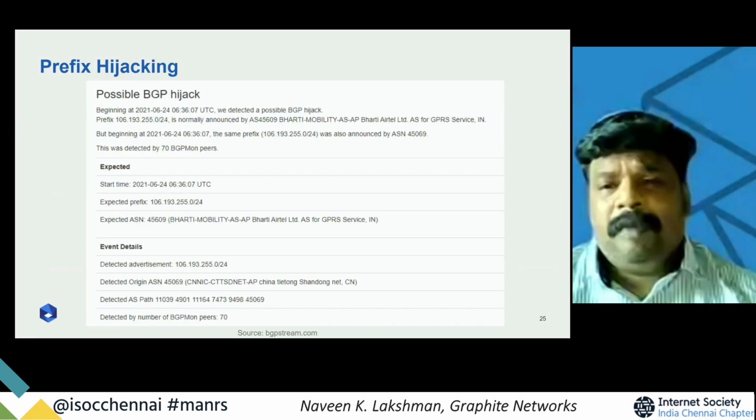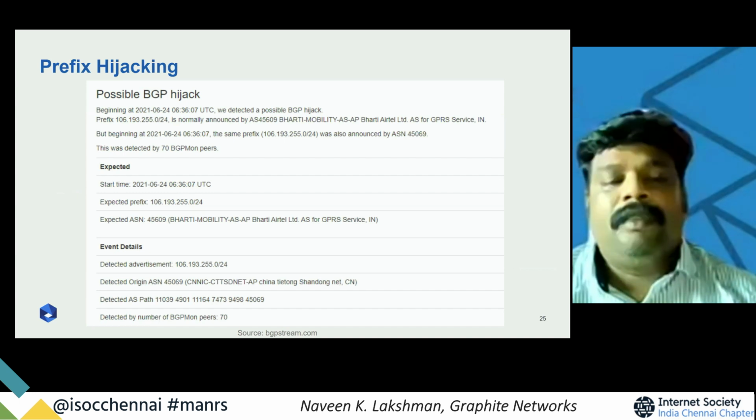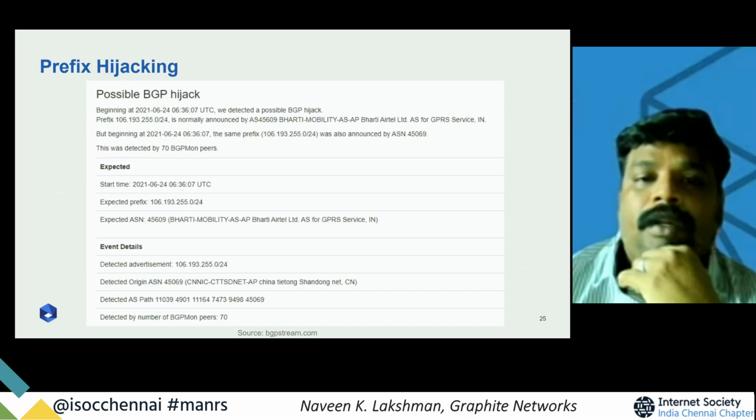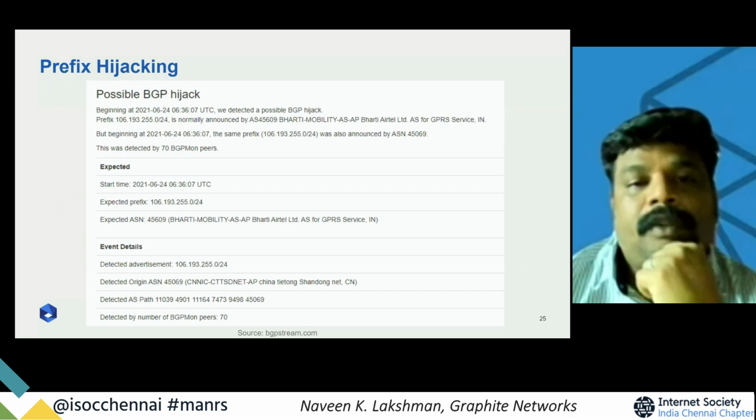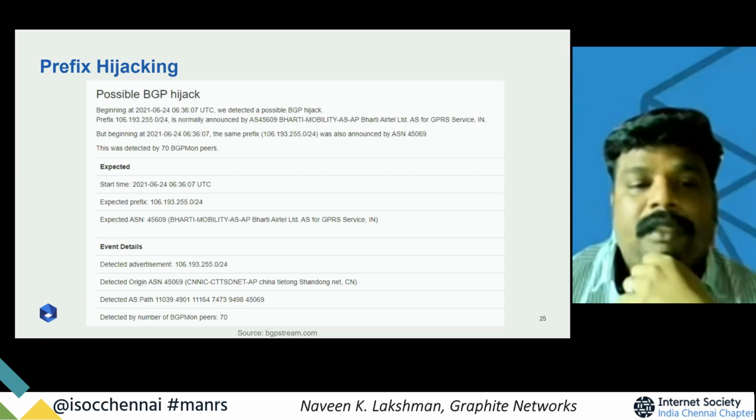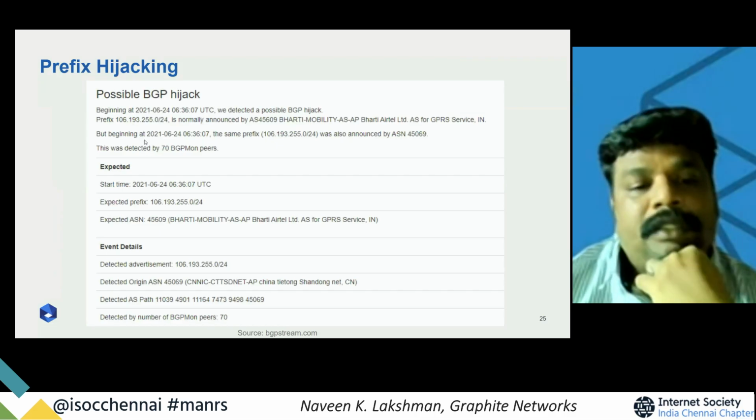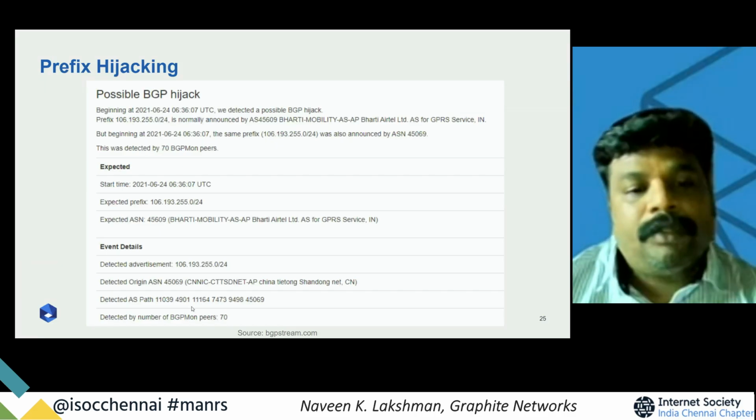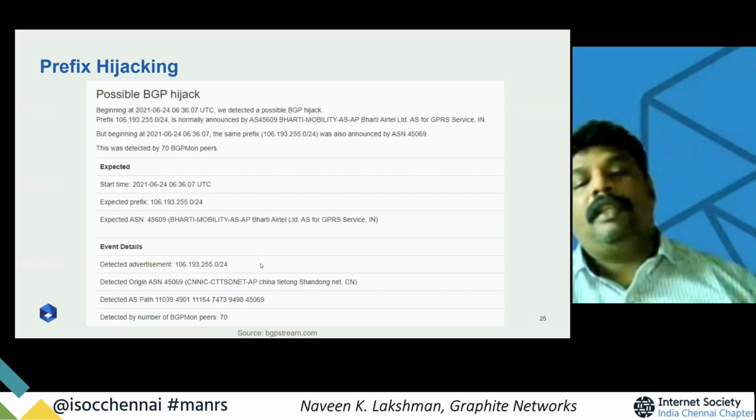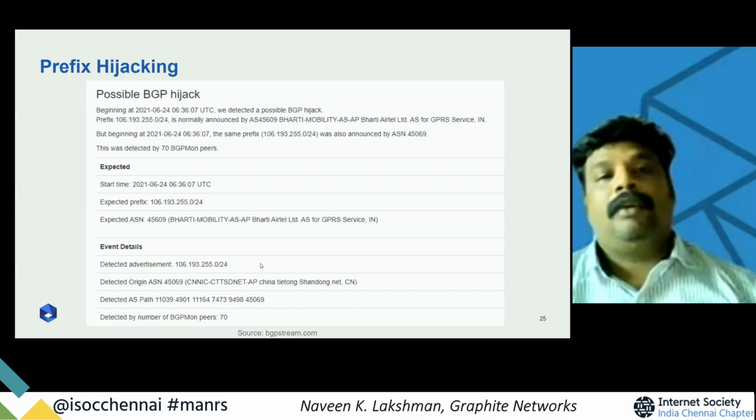So on a daily basis, you can see lots of hijacks going around. This is one example: Bharti Airtel, which owns 106.193.255.0/24, which is supposed to be announced by AS45609, has been announced by someone else, by CNNIC, which is in China. So here the same prefix hijack happened. You can go to BGPStream, you can see the incident and replay how the traffic got rerouted.